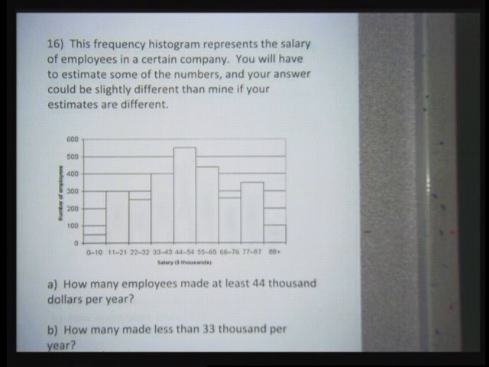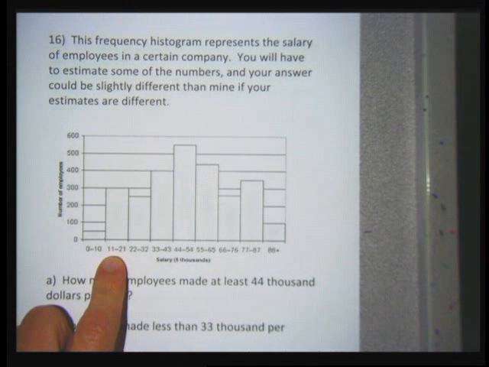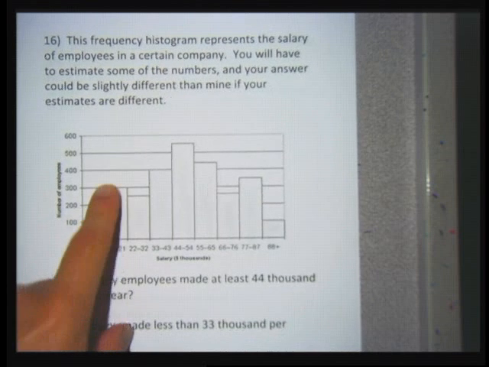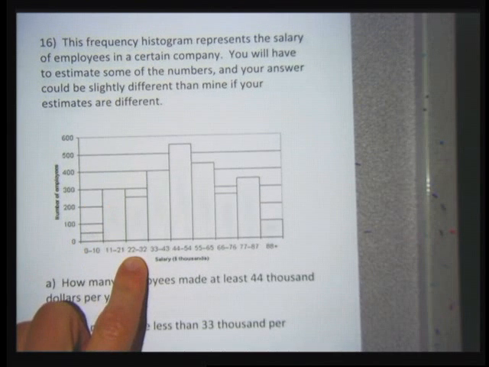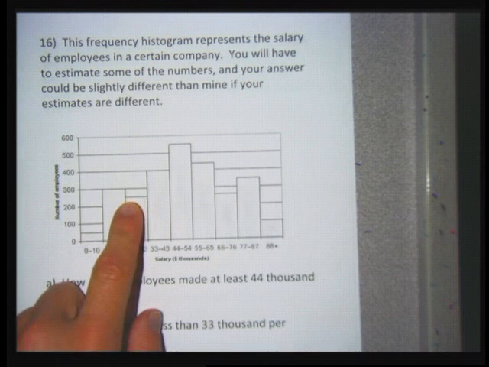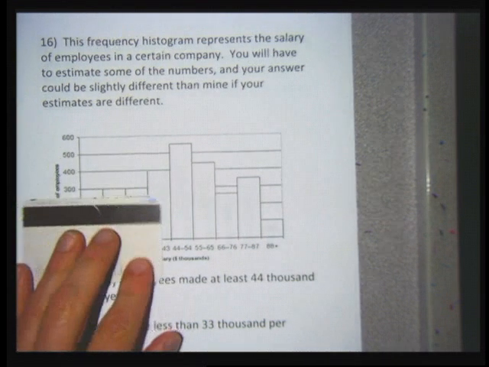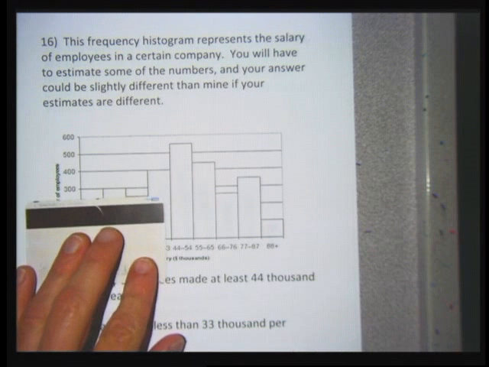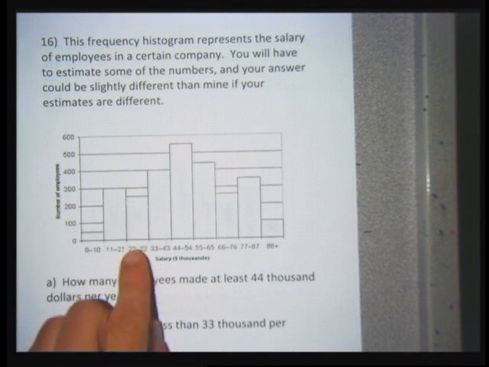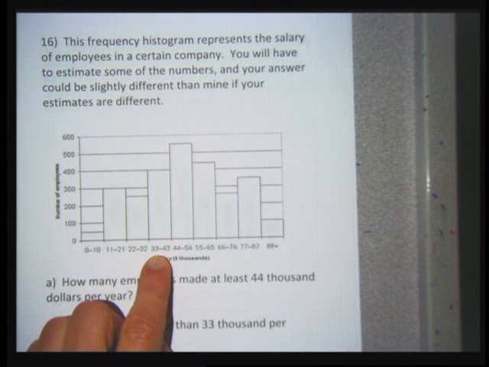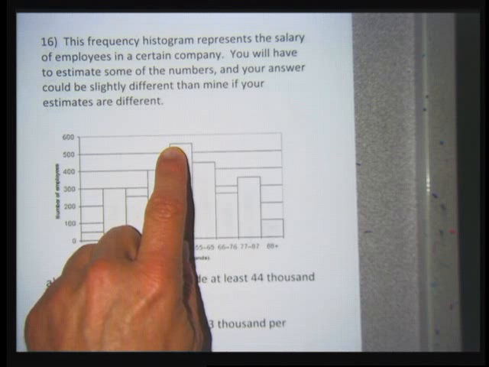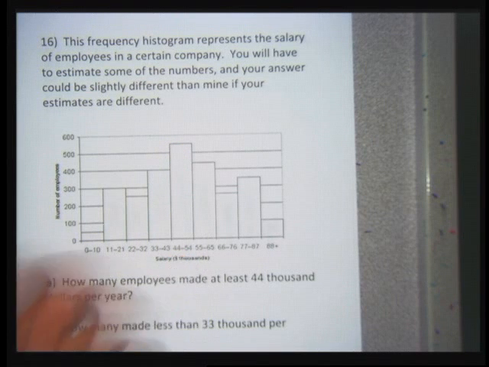So looks like the lowest salaries are between $11,000 and $21,000 per year, and 300 people made that. And then between $22,000 and $32,000 per year, I'm going to call that 250, but is that exactly halfway? It's pretty close to exactly halfway. So I would say about 250 people have those salaries, and then 400 people have salaries between $33,000 and $43,000 per year. I'll call that 550 people have salaries between $44,000 and $54,000, and so forth.